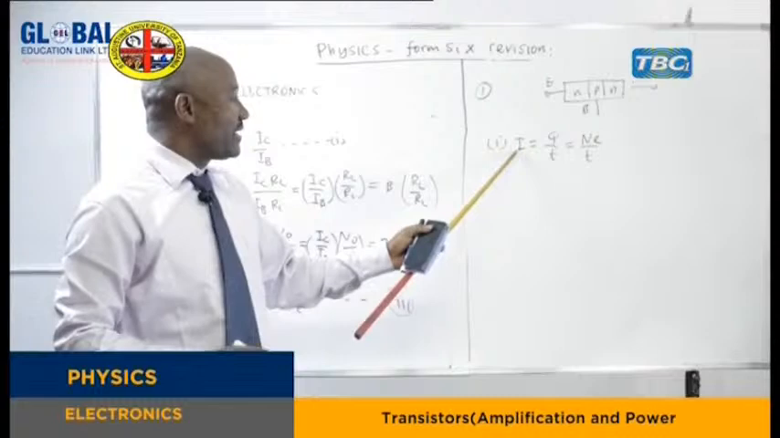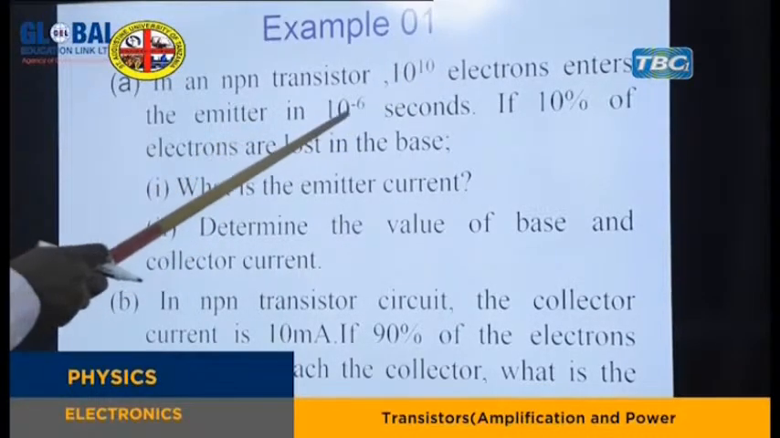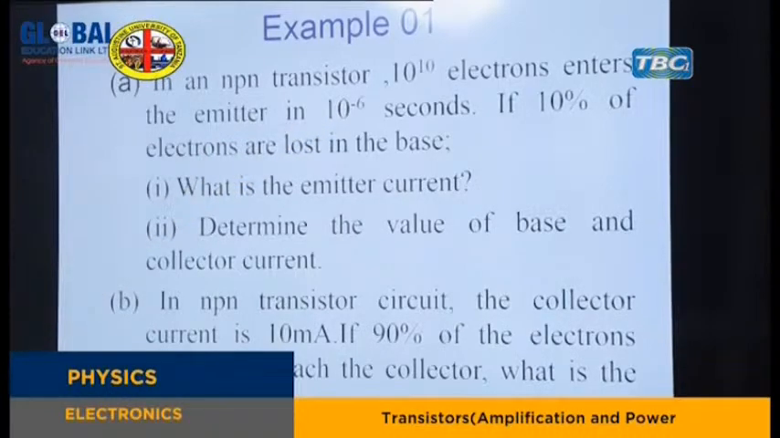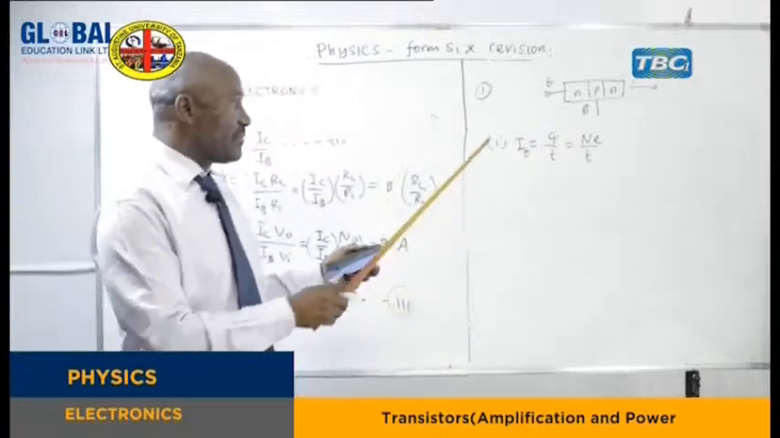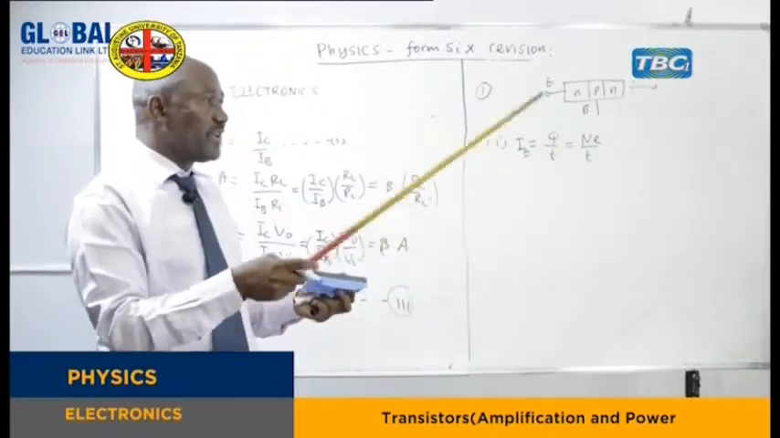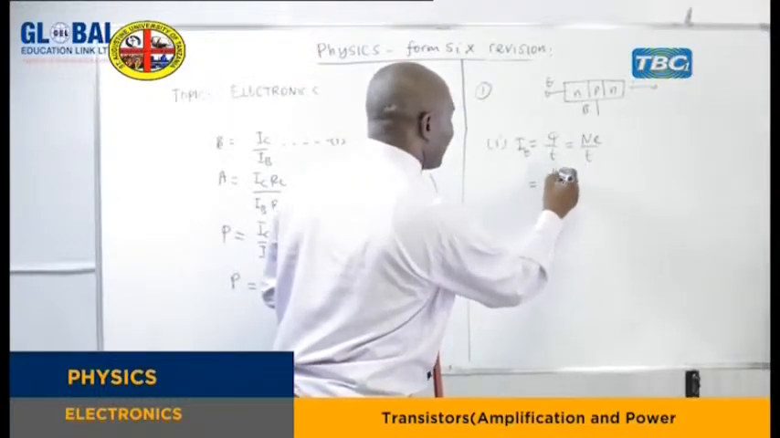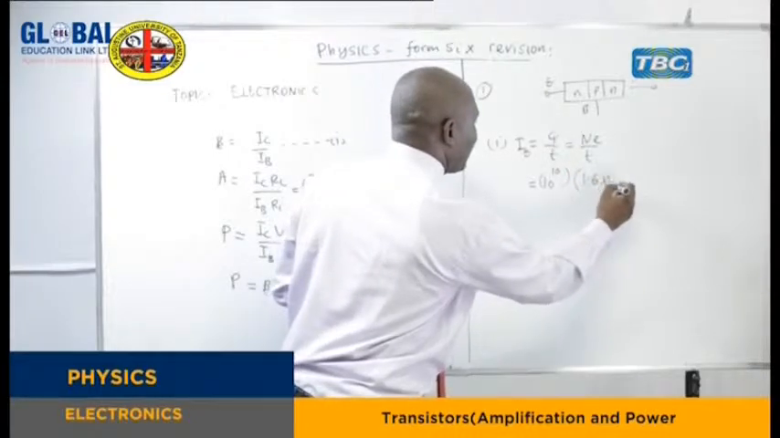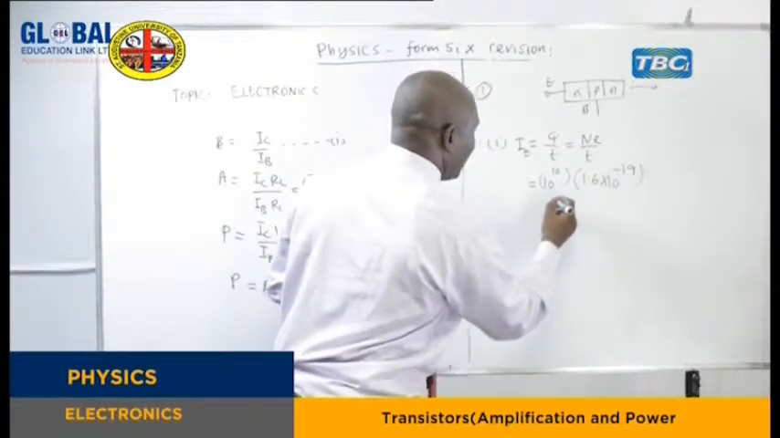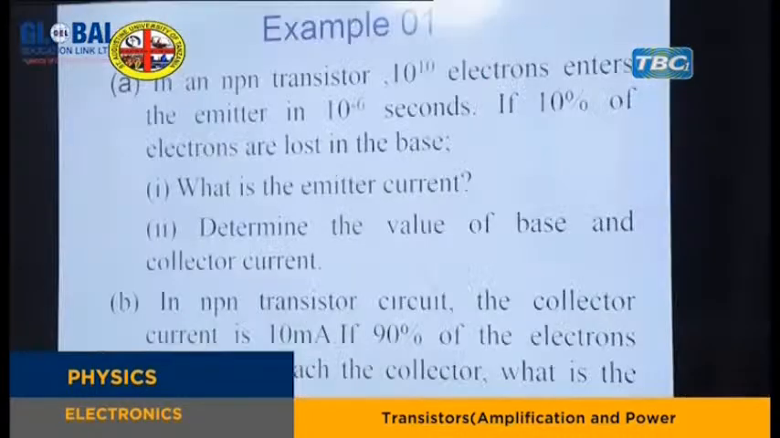So here you can talk of the current. Because we have electrons which are entering the emitter, you can have the current produced in the emitter because of that. So here you can get the emitter current, because the emitter current is produced by the flow of electrons. So here we have how many? 10 power 10 times the electronic charge 1.6 times 10 power negative 19, divided by time 10 power negative 6. This will give us the emitter current.